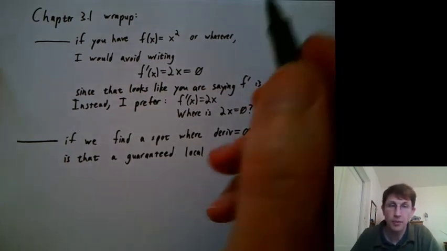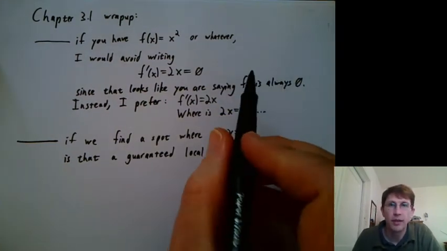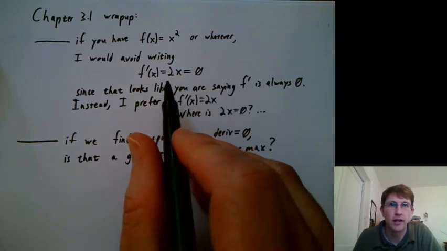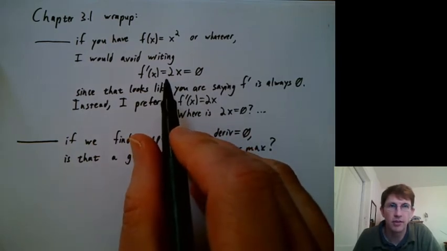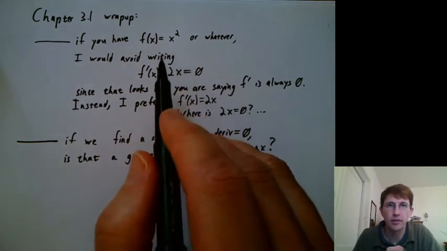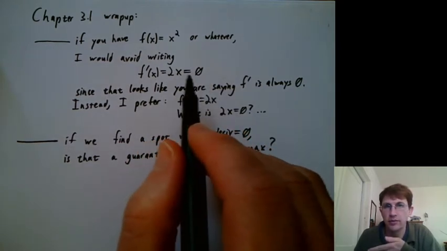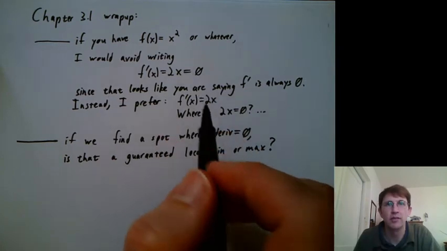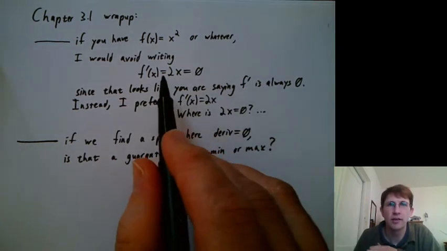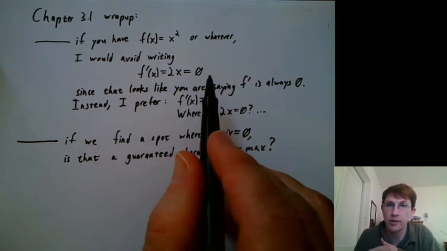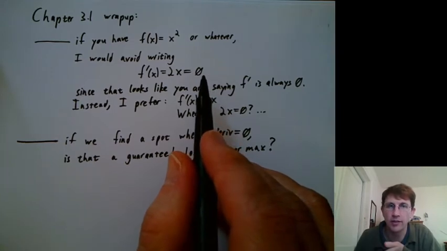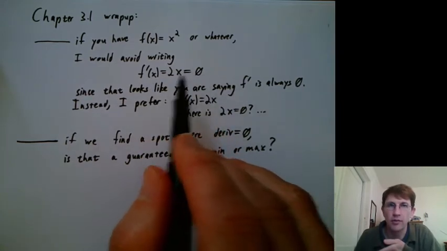Let's wrap up chapter 3.1. I have just a quick notation thing. I think I've seen students make mistakes with this where they're given a function, they take the derivative, and then they say equals 0, and then solve for x, which is pretty much the right thing to do. But then somehow they start thinking that f prime is always 0, regardless of the x value. So I would avoid writing this.